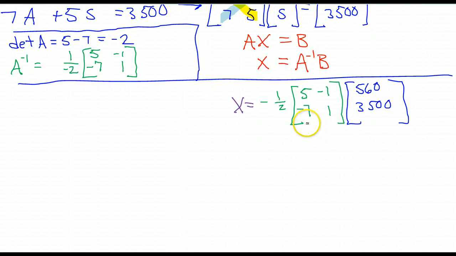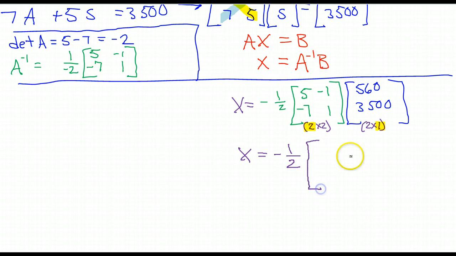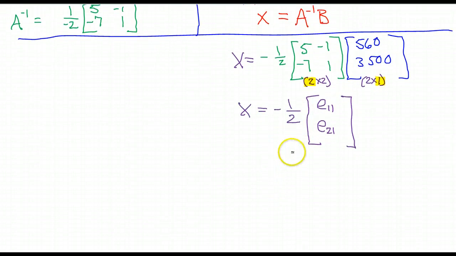So let's analyze the dimensions. This is 2 by 2, and this is 2 by 1. So our final answer should be a 2 by 1 matrix. That means X is going to equal negative 1/2 times a 2 by 1 matrix. We'll call this element 1, 1 and this element 2, 1, like we always do. So we just need to find these elements and divide by 2. So let's do it.